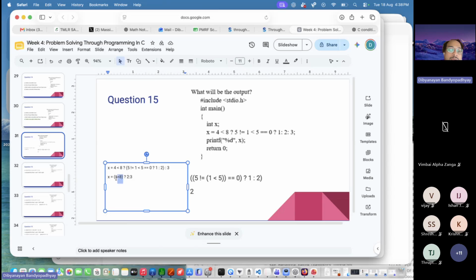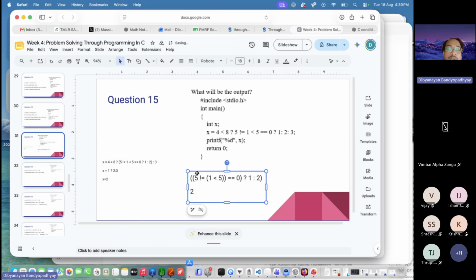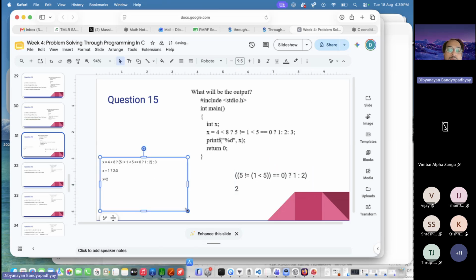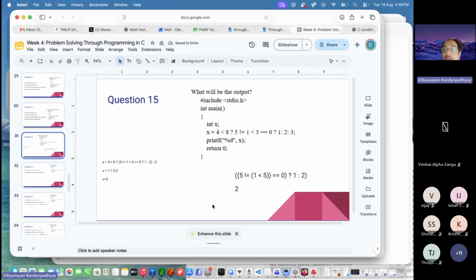So 1 means the value of 2 will be chosen. So the value of x is 2. So this is the correct approach, how this question should be solved. By using many processes, you can get the correct answer, which is 2, but this is actually the correct way. So you should remember the precedence order.